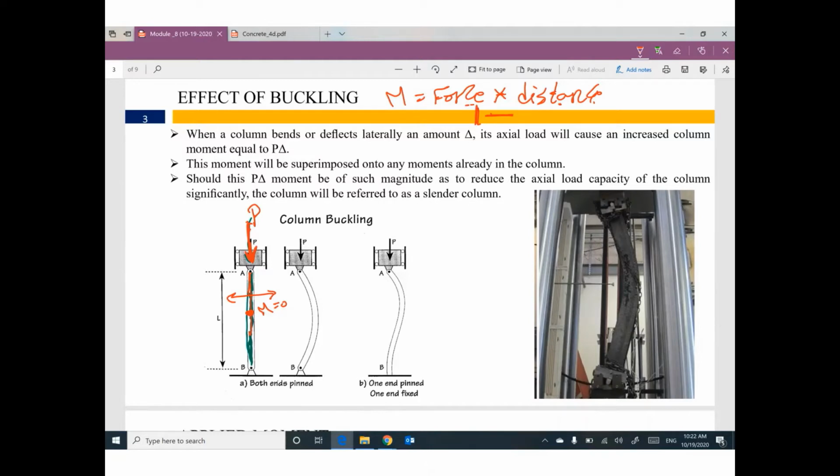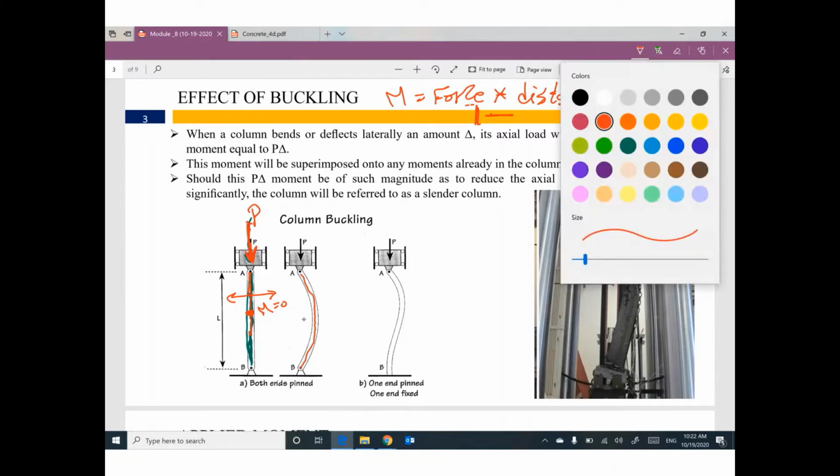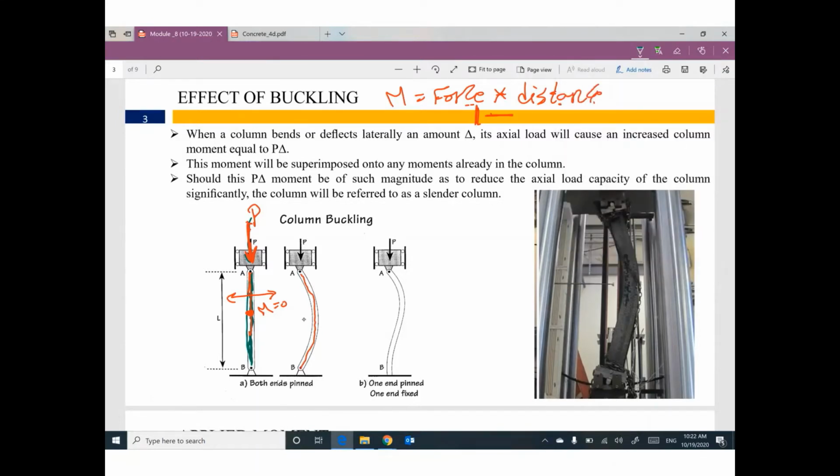After buckling, if buckling started, this point became here, and the applied force is at the same location here. Do you have moment? Yes, I think. If you multiply this force by this lateral distance due to the effect of buckling, we can expect moment. This moment will make this column weaker because failure will happen early.